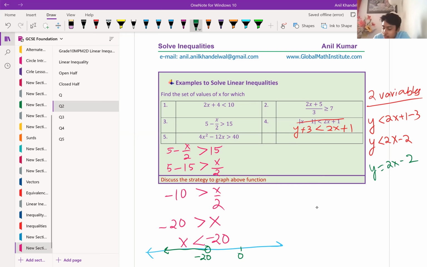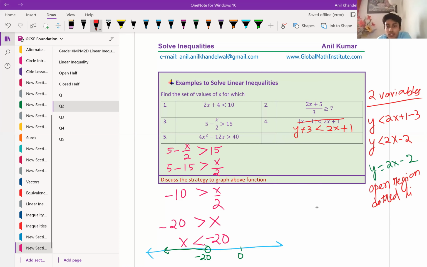So what type of solution will it be? Will it be open or closed? No, open, because it is less than. We are looking for an open region, right? Okay, sir. So that means a dotted line. Is that clear to you?